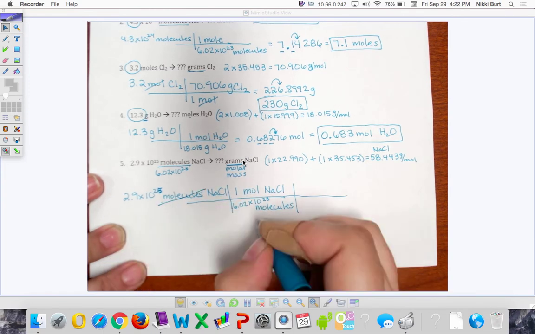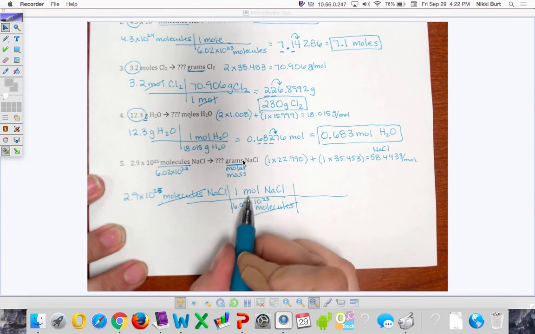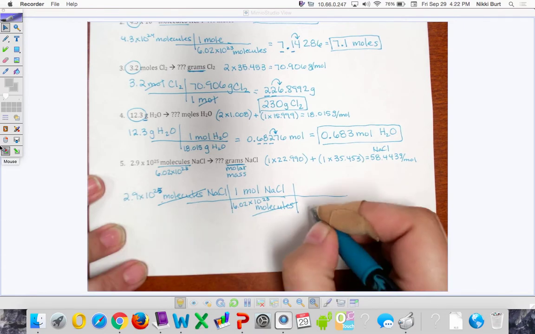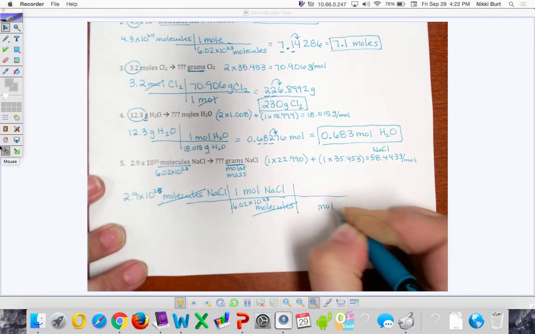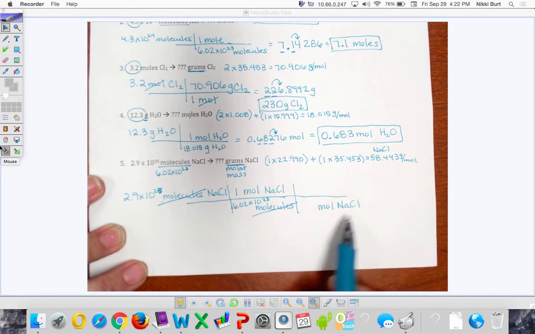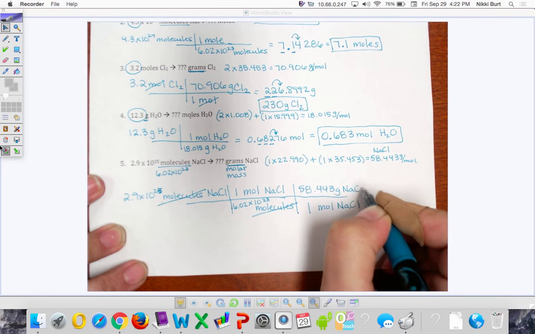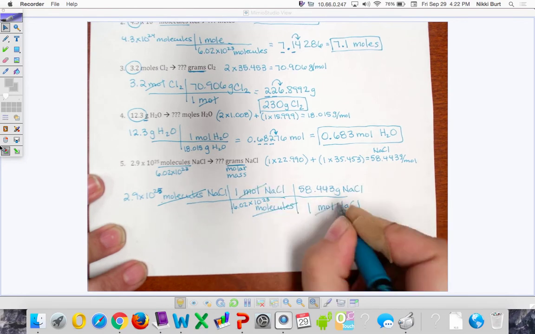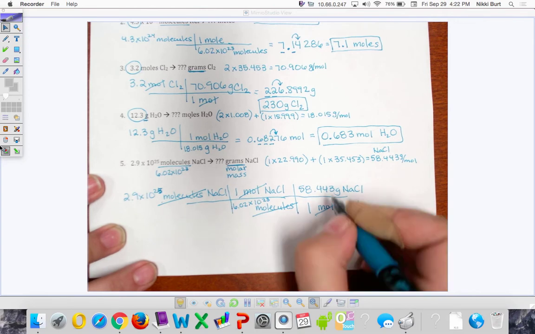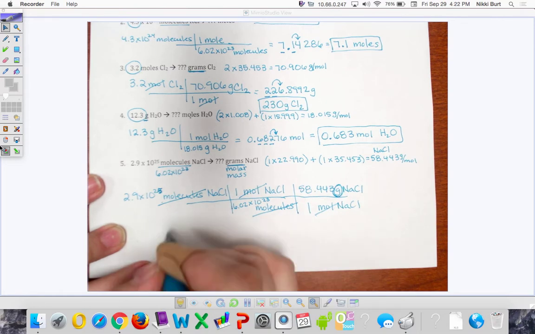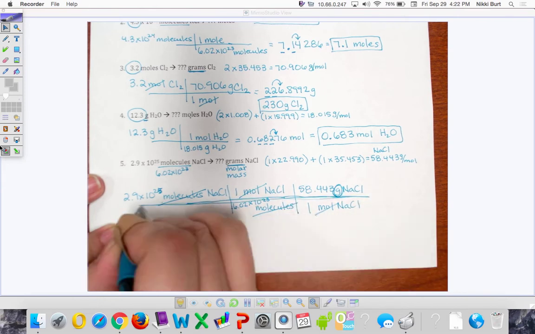So this will tell me how many moles of NaCl I have. Now I could solve this out and then do a whole other step, or I can add another section to my train tracks. These molecules have canceled. Now I need to get rid of moles because I want to know what this is in grams. So I got to put moles on the bottom now. And I know that the mass of 1 mole of NaCl is 58.443 grams. So these moles cancel, and if I do all the math with the numbers, the only unit that's left is grams of NaCl, which is good because that's what I'm solving for.